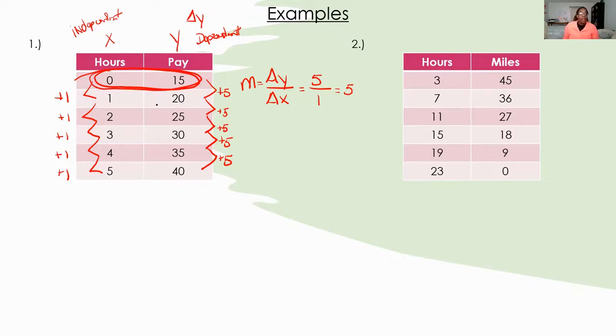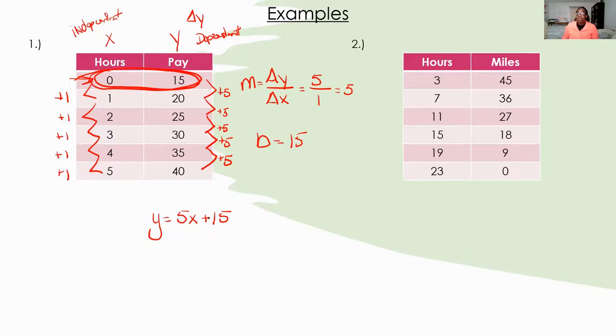Okay, all right. So my y-intercept is always where my x values are equal to 0. So my y-intercept, my b, is actually 15. Now if I put it all together, I've got y equals 5x plus 15. This equation is going to represent this particular situation. Okay? So now let's take a look at the next one.